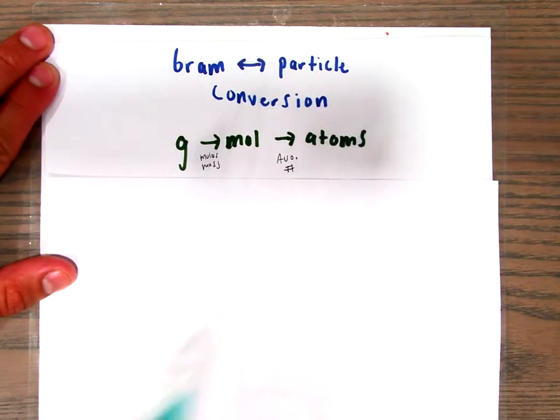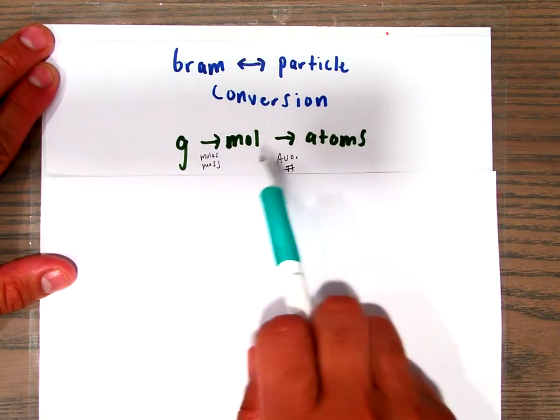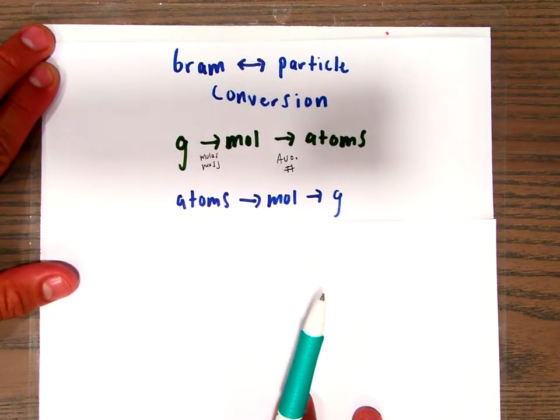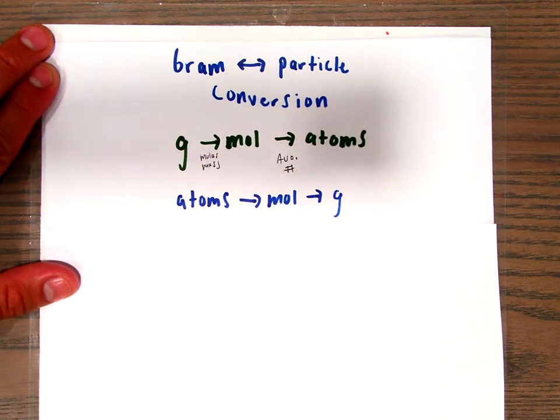So we've done both of these steps. Basically we're just doing two steps. Okay, and you could also go the opposite way, where you go from atoms back to moles and to grams, which is what I have here. So you have atoms, back to moles, back to grams. You have to take this path when you're solving these problems. Okay, let's go ahead and look at an example here.